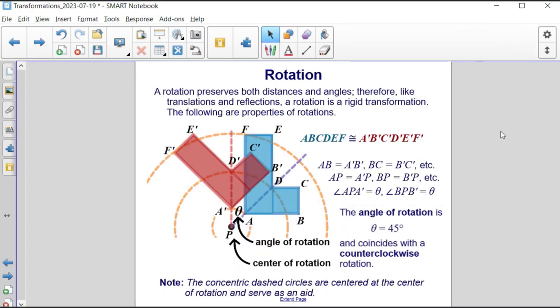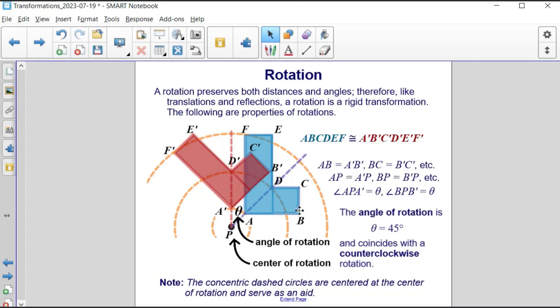A rotation preserves both distances and angles. Therefore, like translations and reflections, a rotation is a rigid transformation. The following are properties of rotations. We know that polygon ABCDEF is congruent to polygon A prime, B prime, C prime, D prime, E prime, F prime.